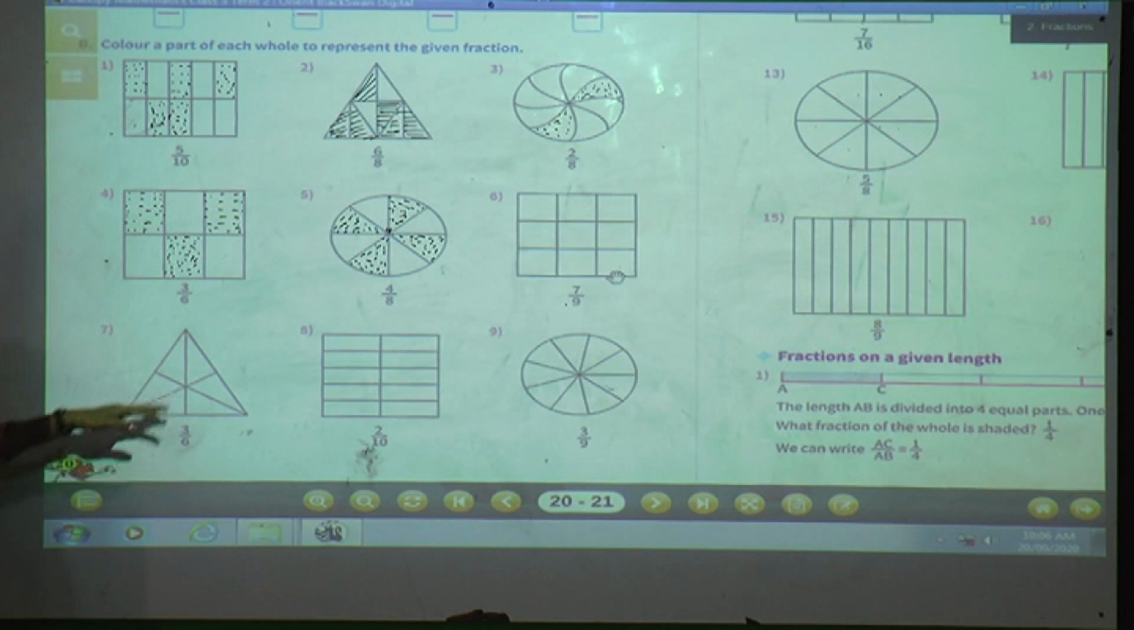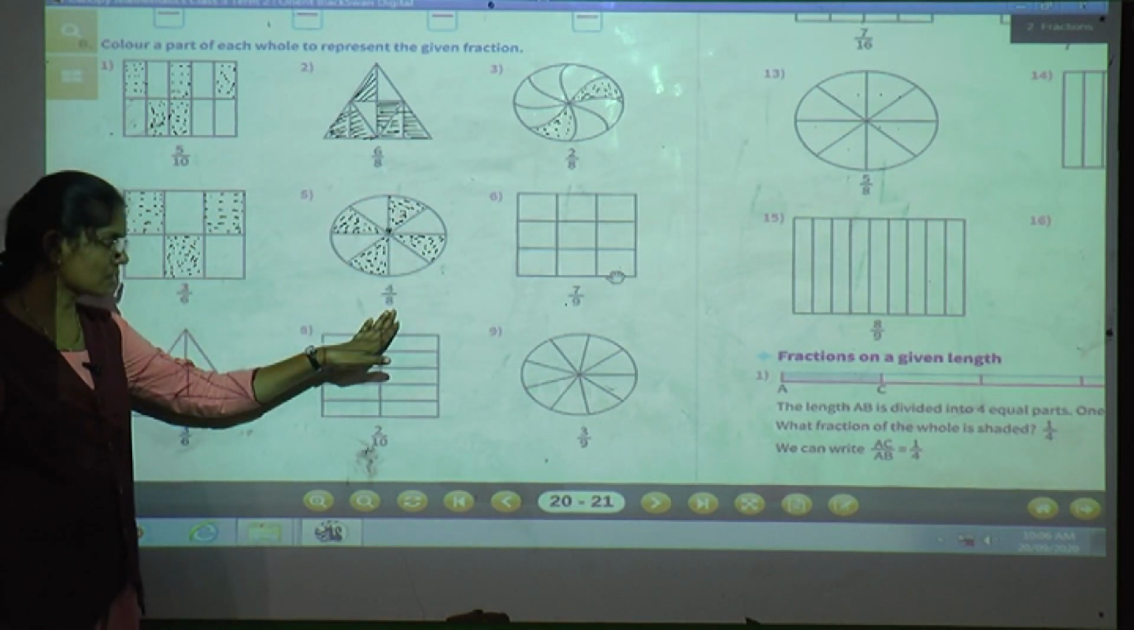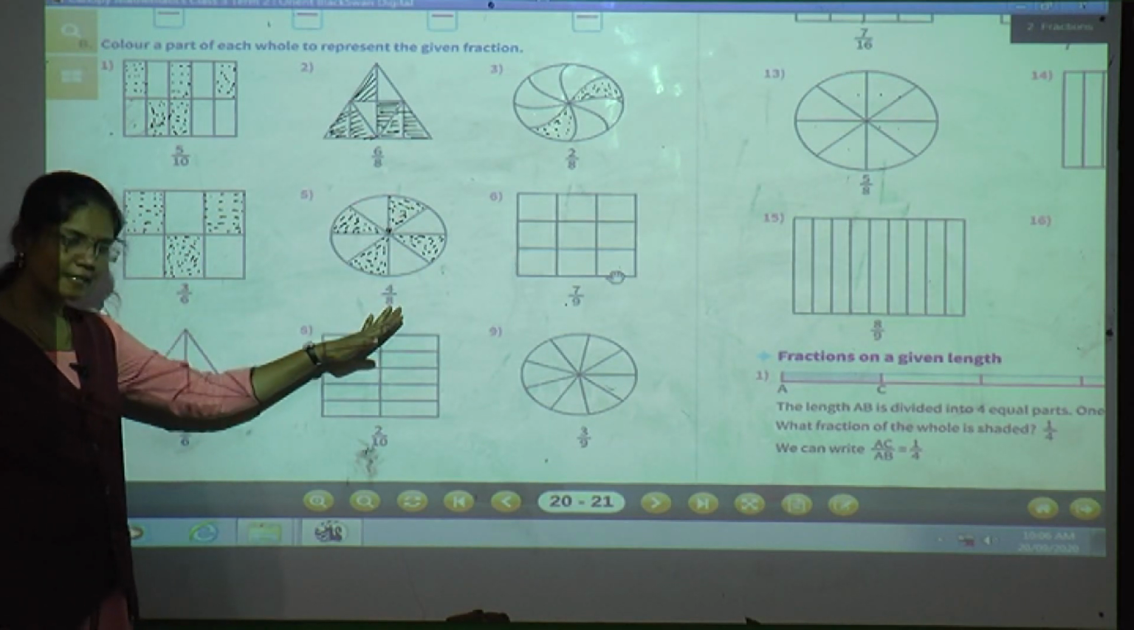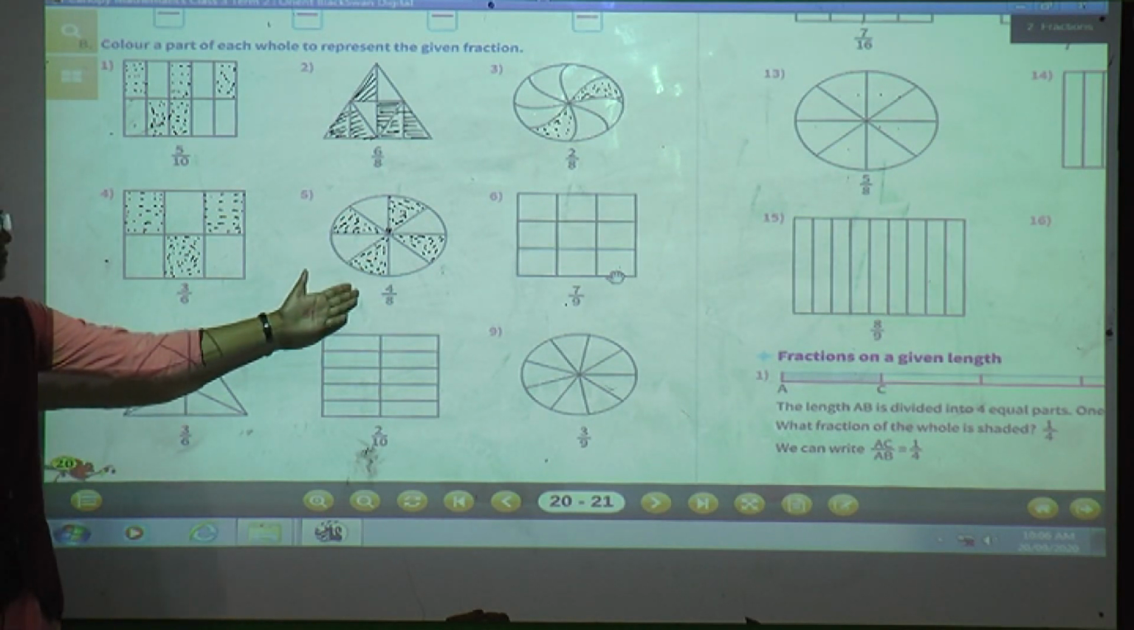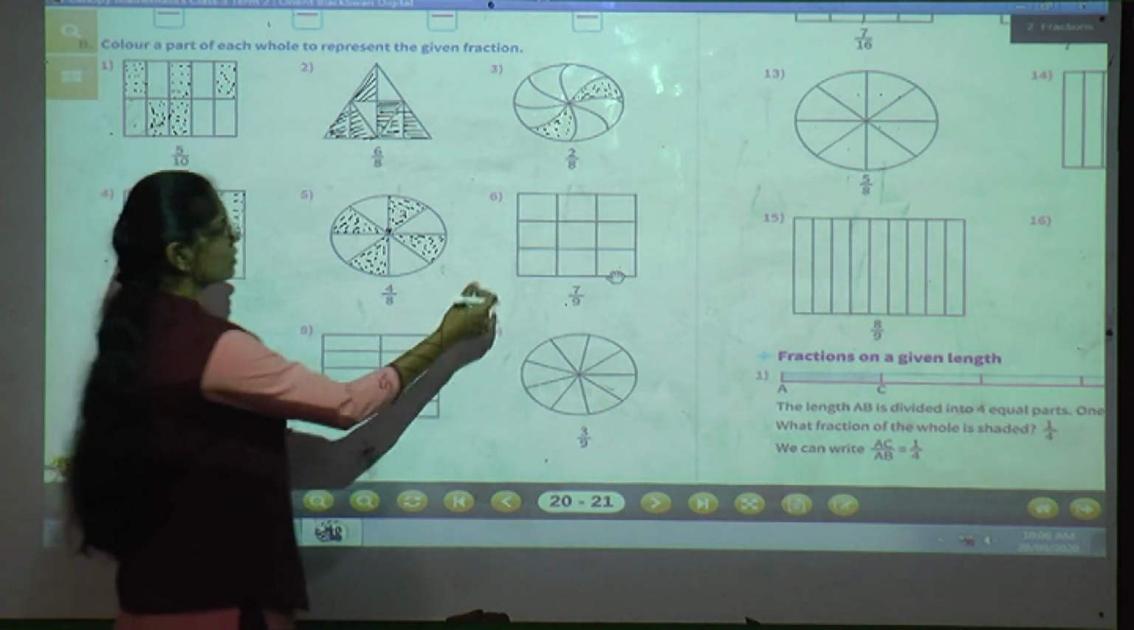Yes, clear? See here. Here total 8 parts are there because the denominator is 8, and out of that 8, 4 parts are colored. So the fraction is 4 by 8. Now we'll move to the next example.